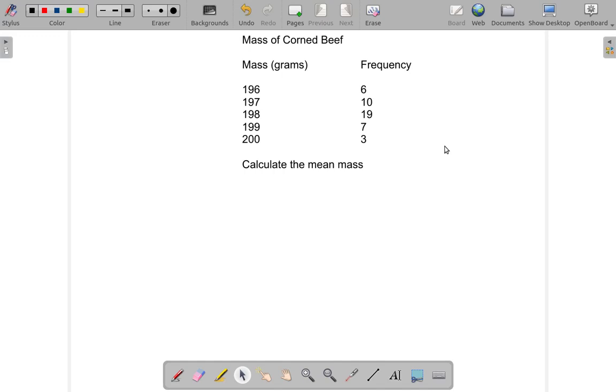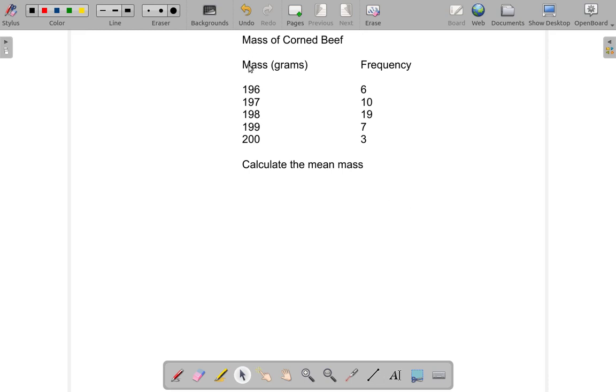Let us look at this example. It's a statistical table. It shows the mass of corned beef. Now, the small corned beef is generally 198 grams. But you know, when they're manufacturing them, you might have some that are a little below, some that are a little above. So, let's say you examine a number of these corned beef and you weigh them.